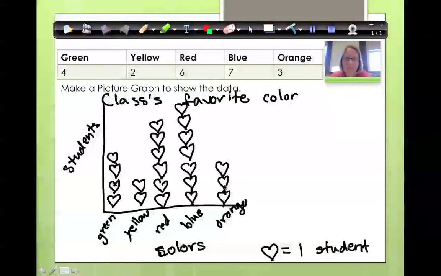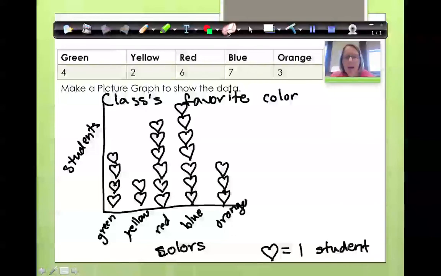Okay, now, looking at that, what is the class's favorite color? Which color is the most common favorite color in the class? Well, that's easy. It's blue. Which is the least favorite color? Yellow. And I can tell because my hearts are about the same size, and I can tell by which stack is taller. Okay, now let's change things up.